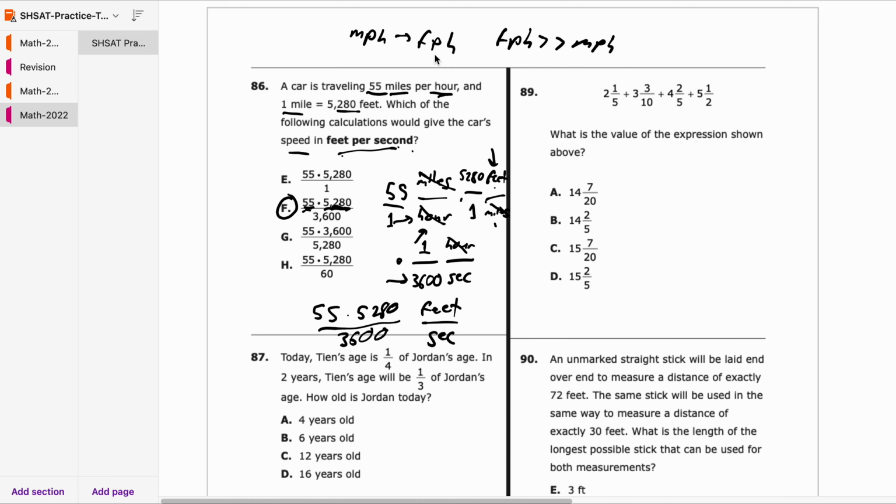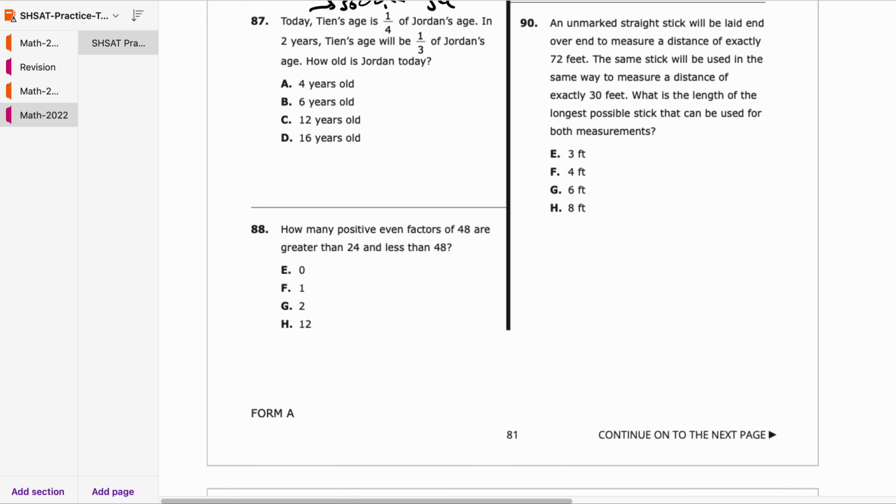And then if we want to go from feet per hour to feet per second, well, you're going to go a lot further in an hour than you are in a second. So you need to divide it by 3600, because that's going to get you a smaller value, right? This would be how far you could go in feet in an hour, but you have to divide it by 3600 to get how far you can go in a second. Okay.